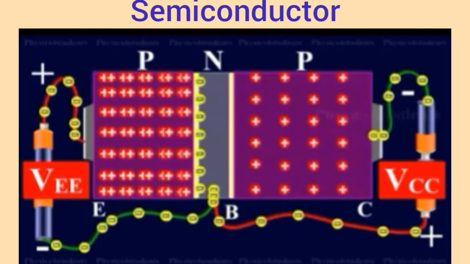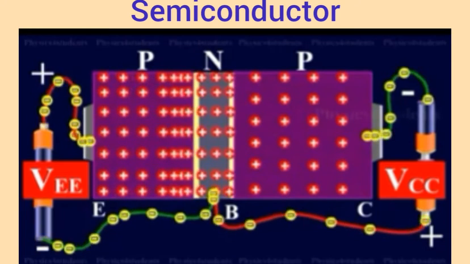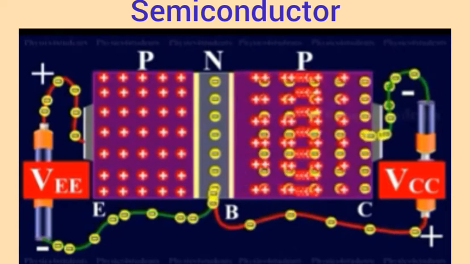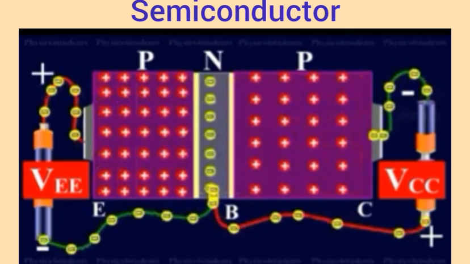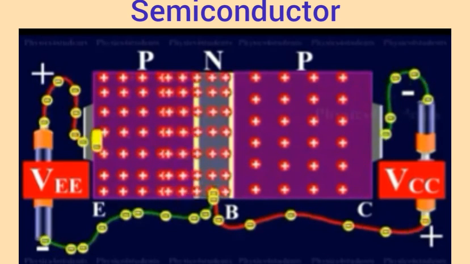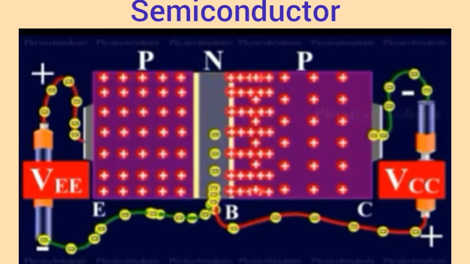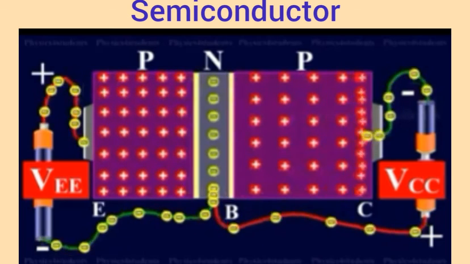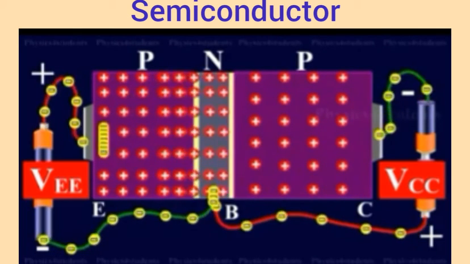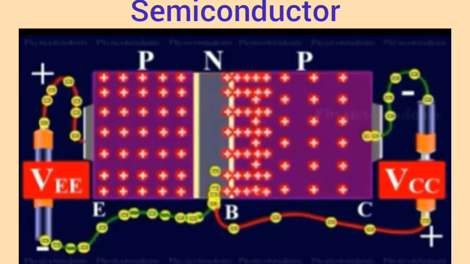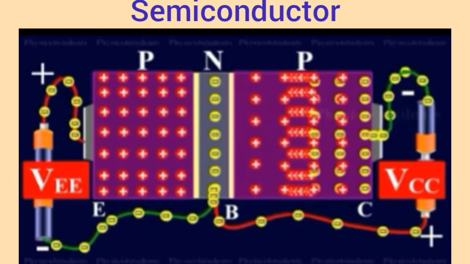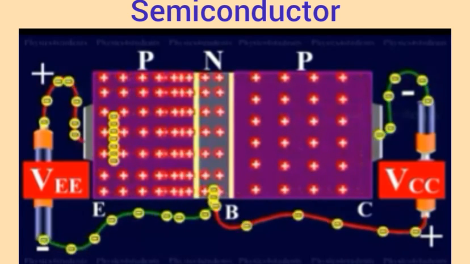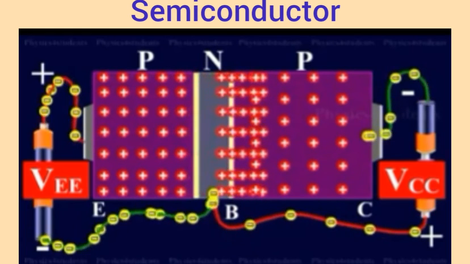These are neutralized by an equal number of electrons flowing from the negative terminal of the battery VCC into the collector. At the same time, an equal number of electrons flow from the negative terminal of VEE and reach the positive terminal of VCC. The flow of holes per second from the base to the collector gives rise to the collector current IC from the base to the collector in the external circuit. It is due to the flow of electrons from the negative terminal of the VCC into the collector.